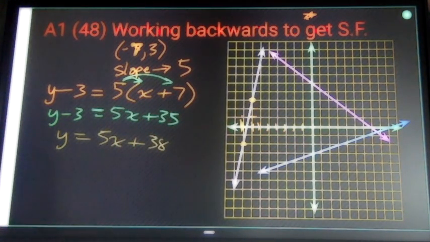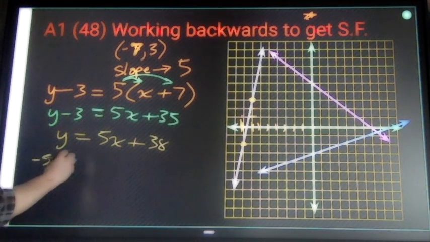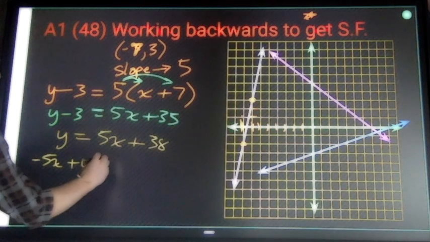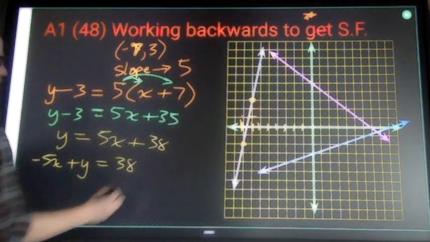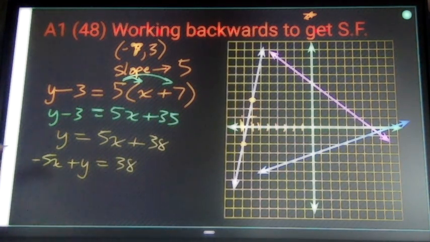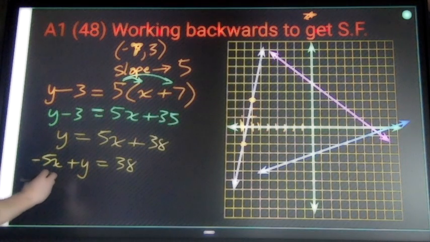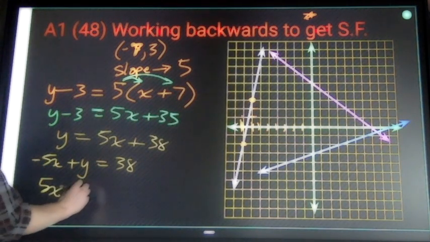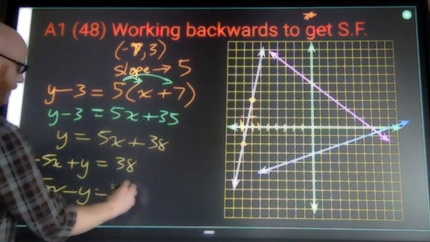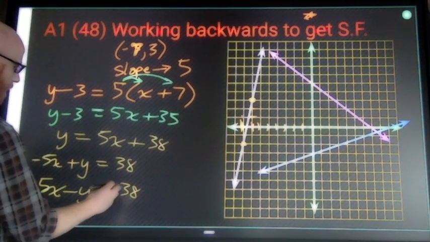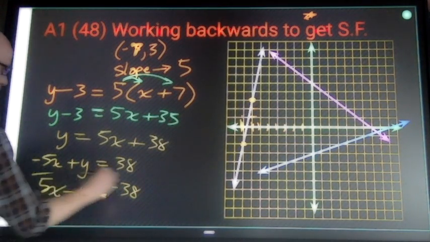I will subtract 5x from both sides. We'll have negative 5x plus y equals 38. And since I want this leading term to be positive, I'll multiply through by negative 1, and we'll have 5x minus y equals negative 38. All right, as our final answer, standard form.